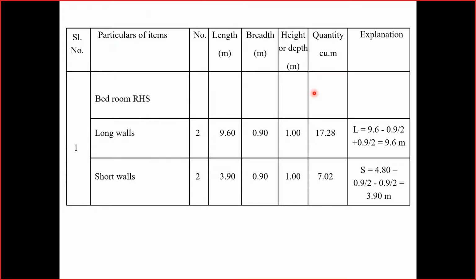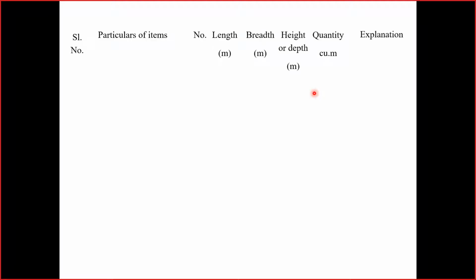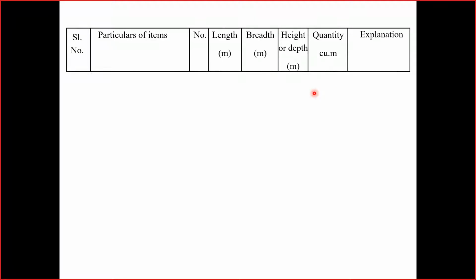First quantity of estimation is earthwork in excavation, which we have done already for 2 areas. Let's continue for the next area. The header of the table remains same. So of course it is under serial number 1 or item number 1 because we are still doing the calculations for earthwork in excavation. Under that we are doing for front veranda.